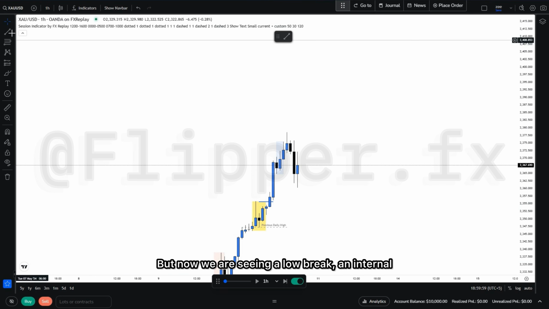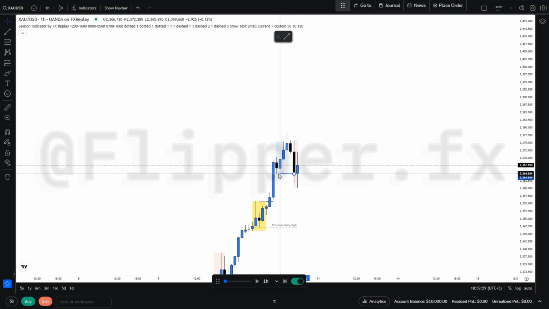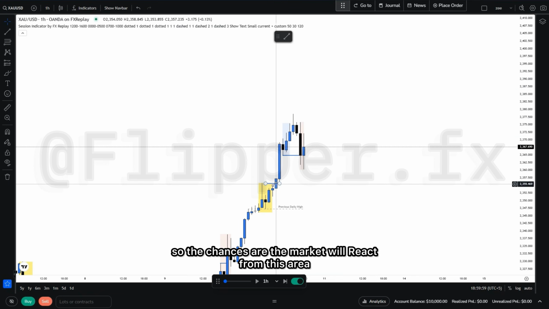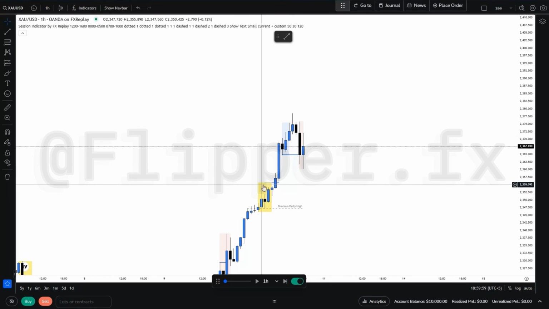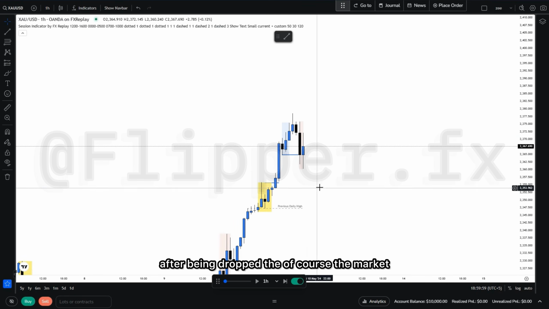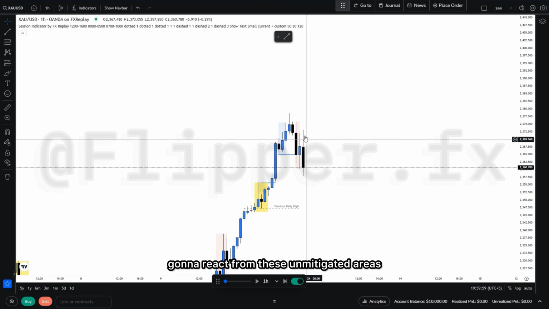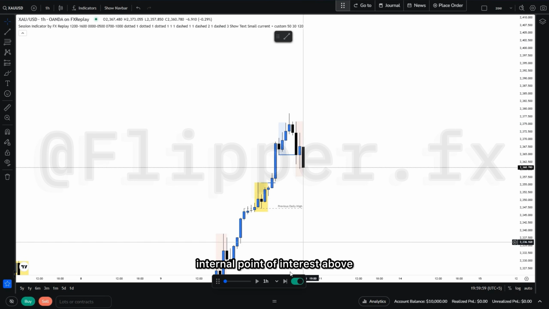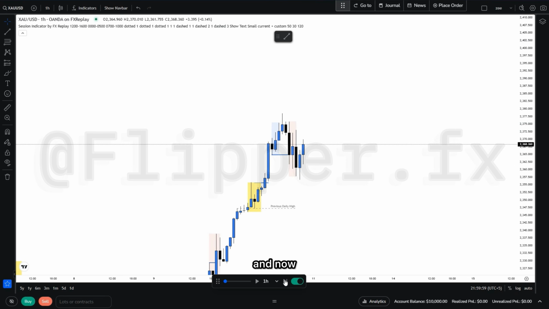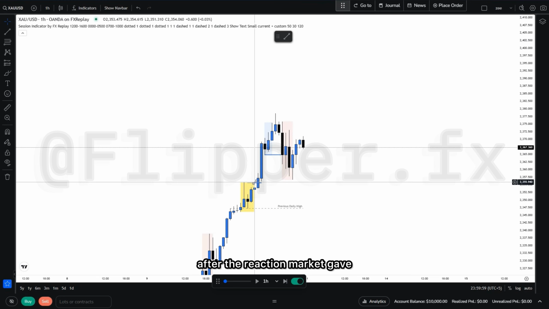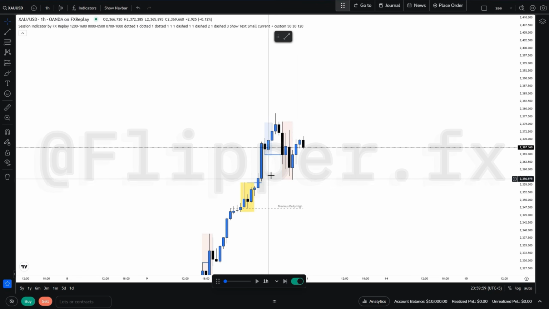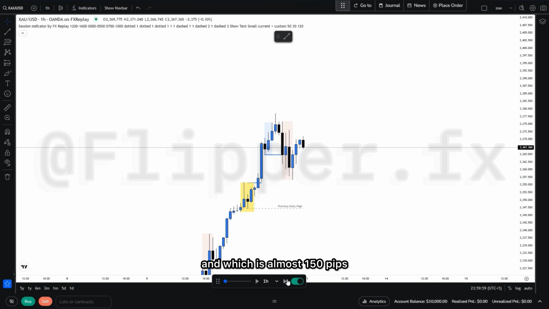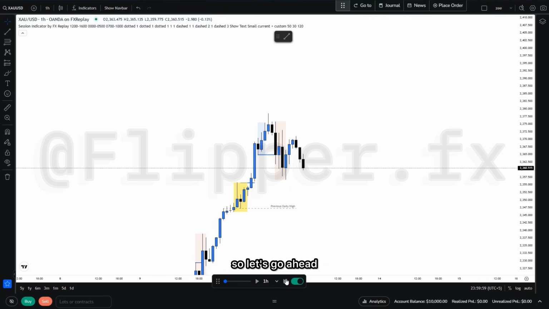But now we are seeing a low break, an internal low break, during the London session, so the chances are the market will react from this area and start to drop. After being dropped, of course the market is going to react from these unmitigated areas. And yes, the market did react from the internal point of interest above. And now after the reaction, the market gave another nice move from this point of interest as well, which is almost 150 pips. So let's go ahead.